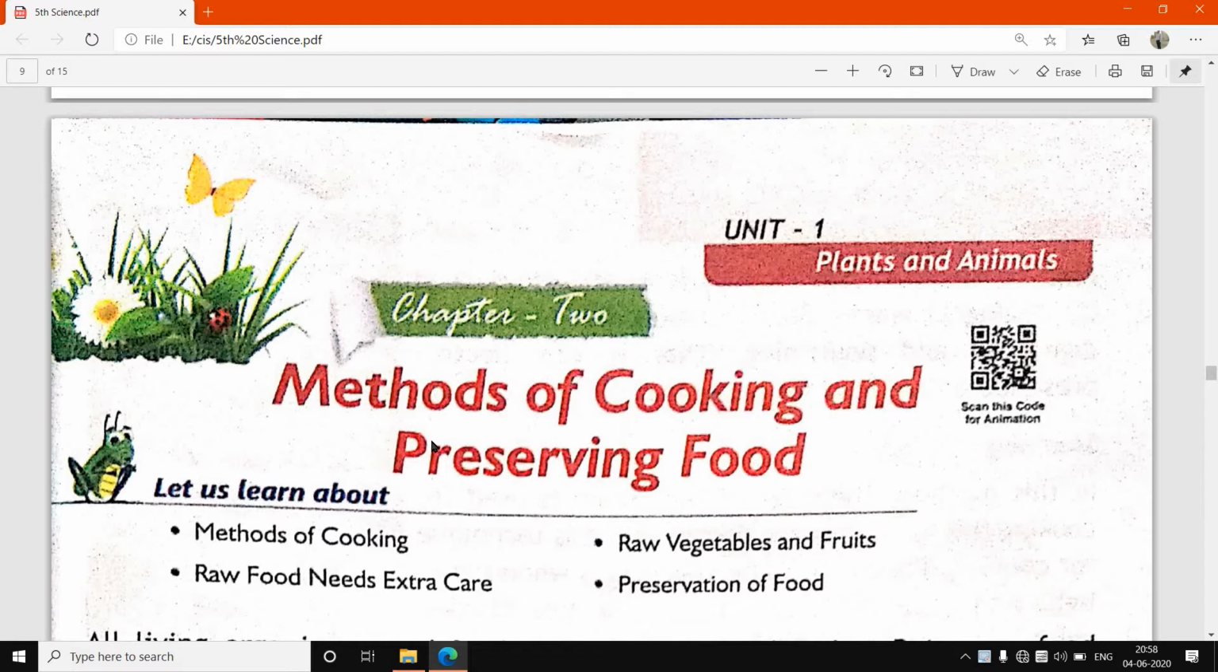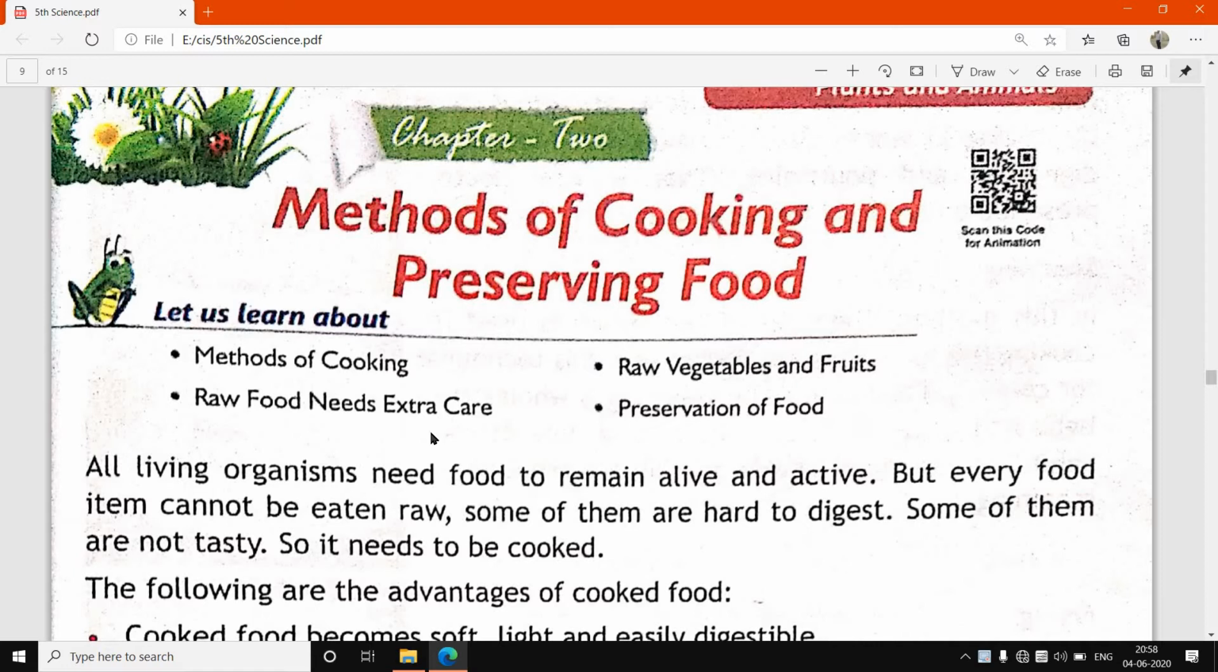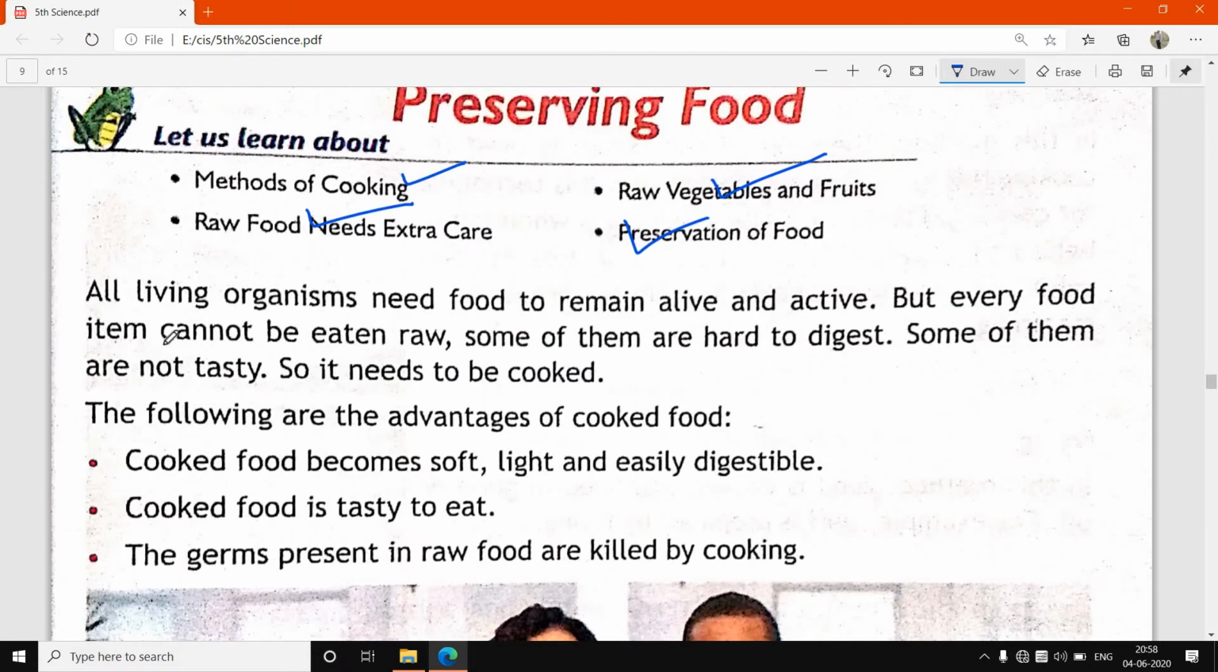Today we will discuss the 5th class science lecture, chapter 2, that is methods of cooking and preserving foods. In this we will learn methods of cooking, raw vegetables and fruit, raw food needing extra care, and preservation of foods.